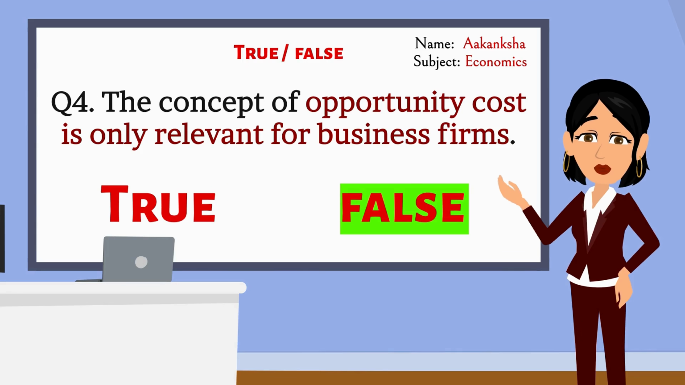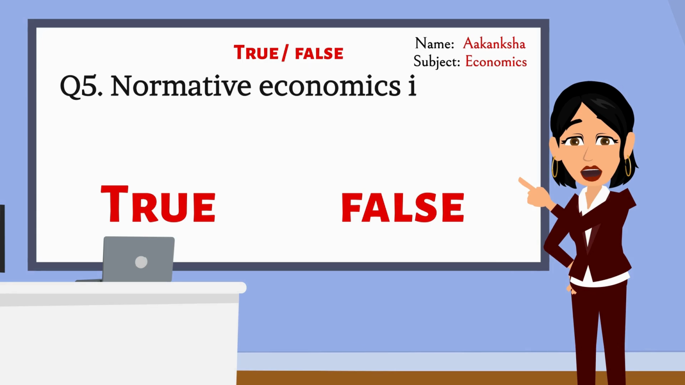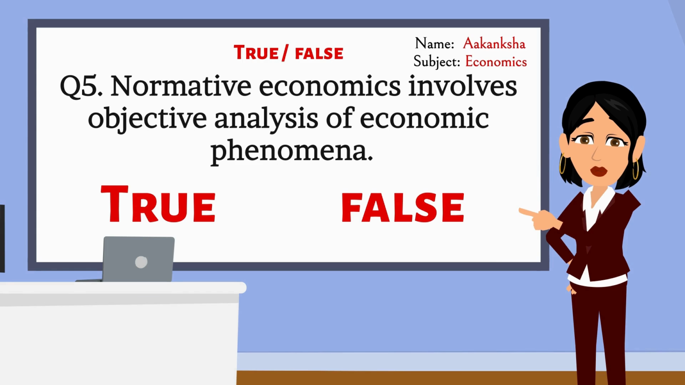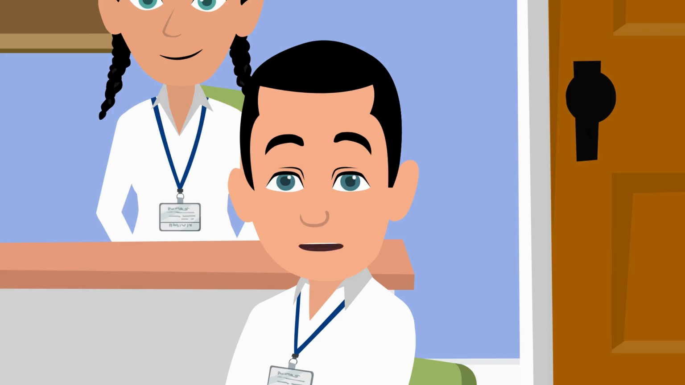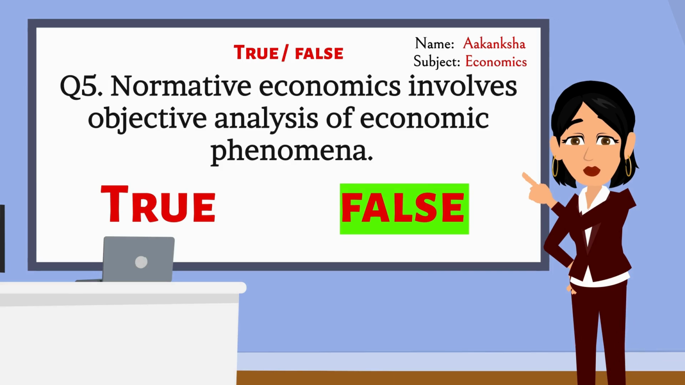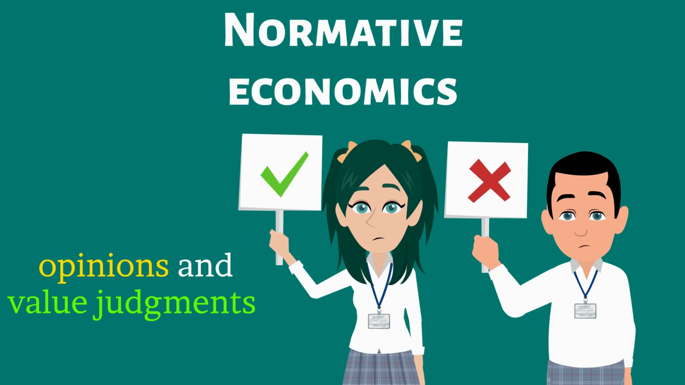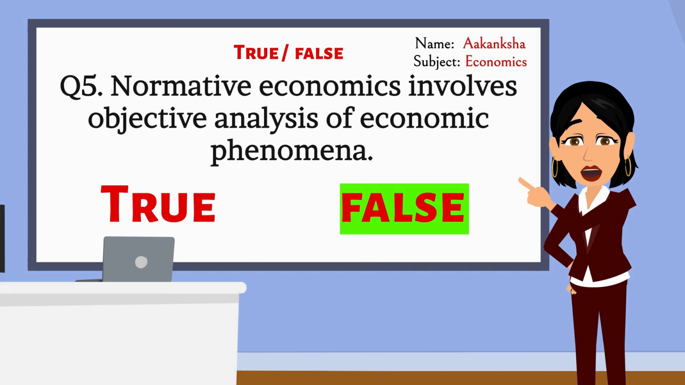Let's keep going. Fifth question. Normative economics involves objective analysis of economic phenomena. True or false? False, ma'am. That's correct, Ansh. Can you explain why it's a false statement? Normative economics is about opinions and value judgments, like what should be done. It's not based on objective analysis. Spot on, Ansh. Great understanding.